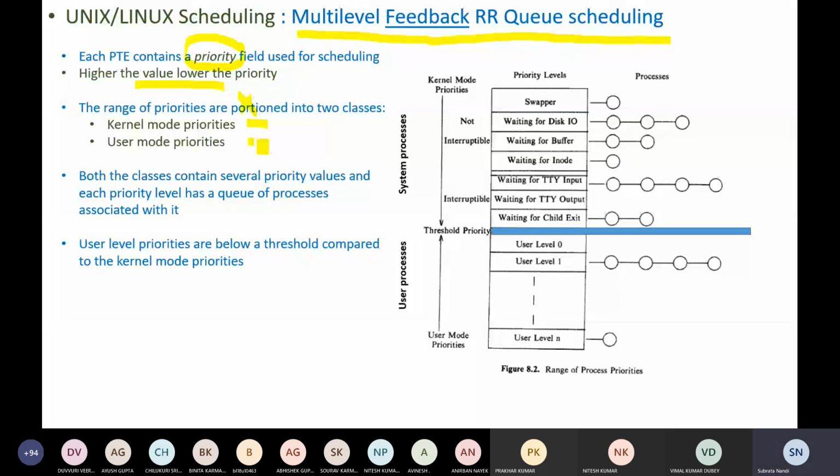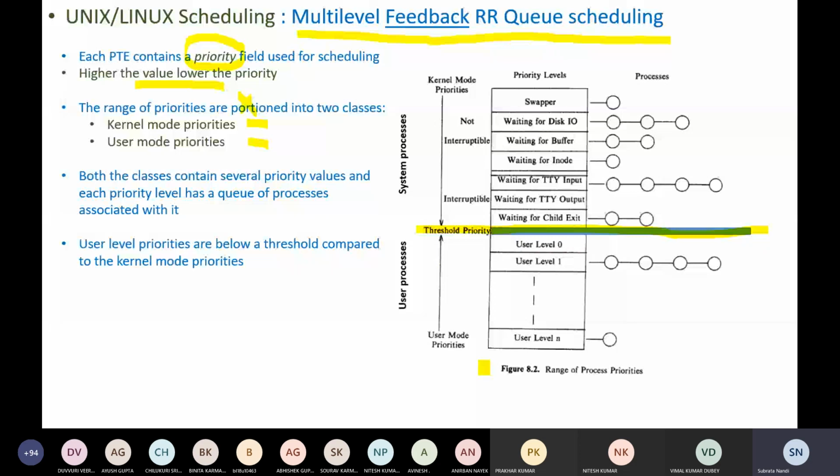The values are assigned in such a way that there is a threshold priority. The priorities assigned to the system processes will always be lesser than the threshold, and the values assigned to the user processes will always be higher than the threshold. So that's why there is a clear distinction, a boundary, in terms of the priorities that the system processes and the user processes experience.